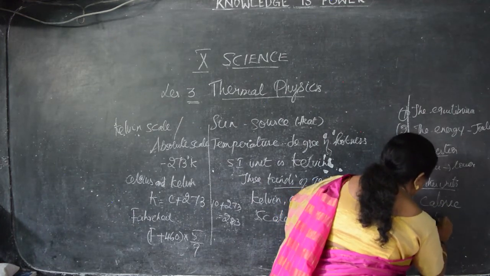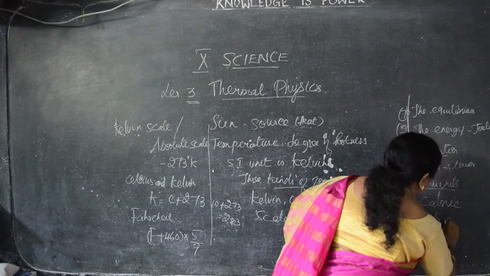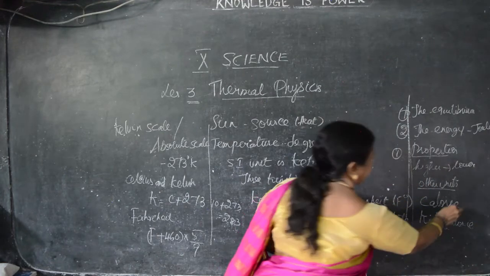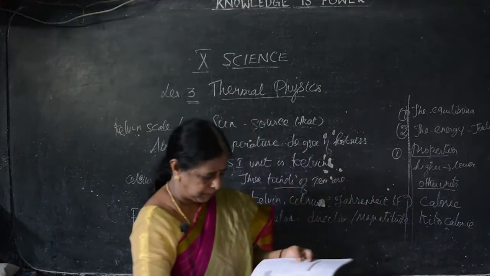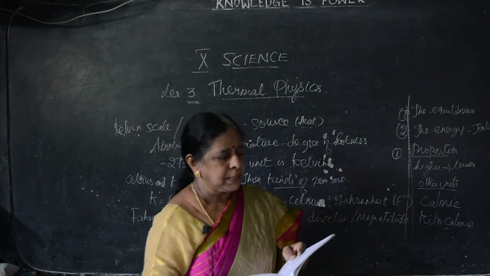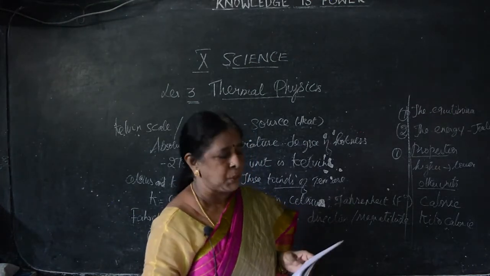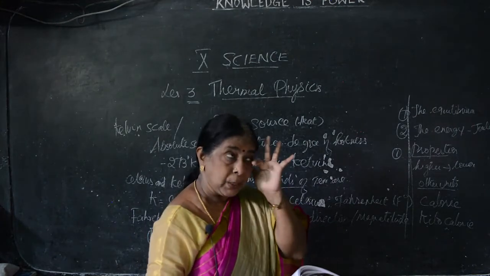Both are almost the same. If it is 1 gram, it means calorie. If it is mentioned for 1 kilo, that is kilocalorie. So we'll see on page number 34. The SI unit of energy is joule. There are some other commonly used units. One is calorie, the other one is kilocalorie.